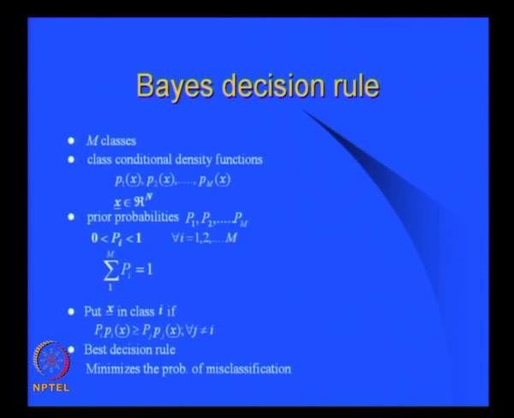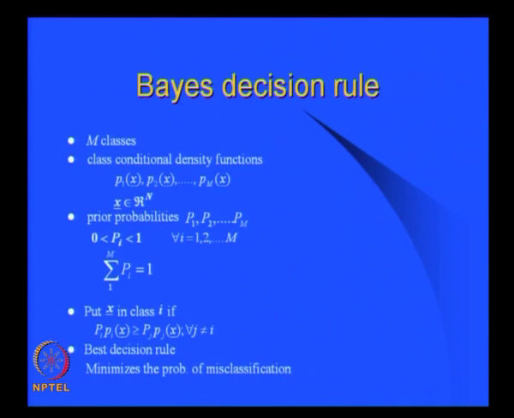Now this is what is known as the Bayes decision rule. I have assumed that you have M classes, and as many classes as there are, that many density functions you would have: p1, p2 up to pM. The number of features is capital N, since all the points belong to N-dimensional Euclidean space. Likewise you need that many prior probabilities, P1, P2 up to PM, which are all known. Naturally their summation is 1, and all of them must lie between 0 and 1, because they are probabilities.